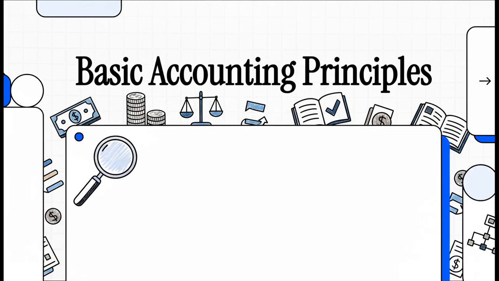Today, we are going to break down the 10 fundamental accounting principles. Look, whether you're a student just starting out or a seasoned pro looking for a refresher, mastering these rules is absolutely non-negotiable for a career in audit.